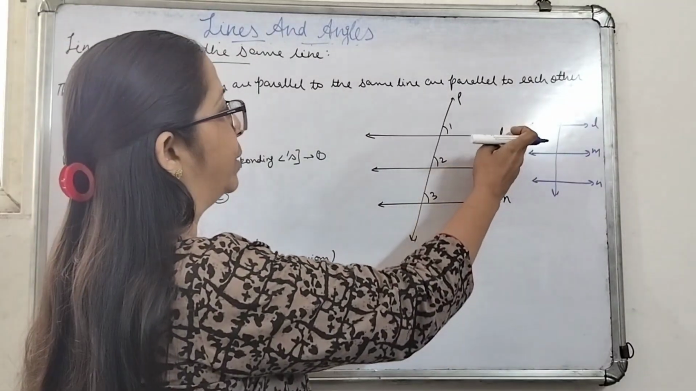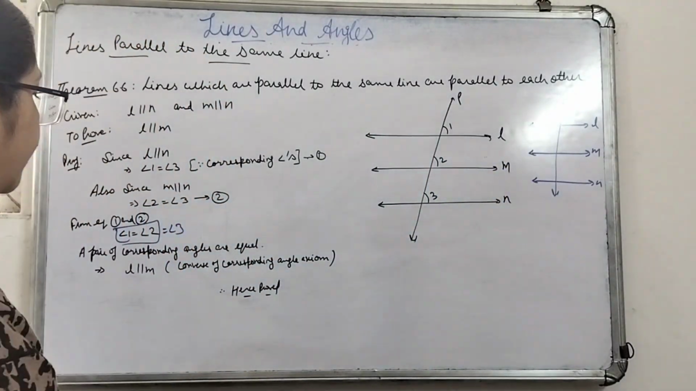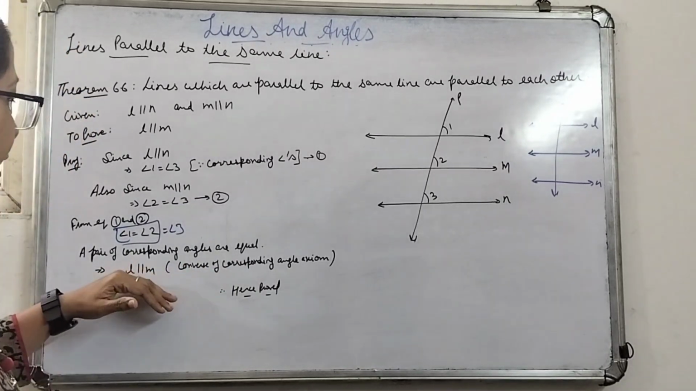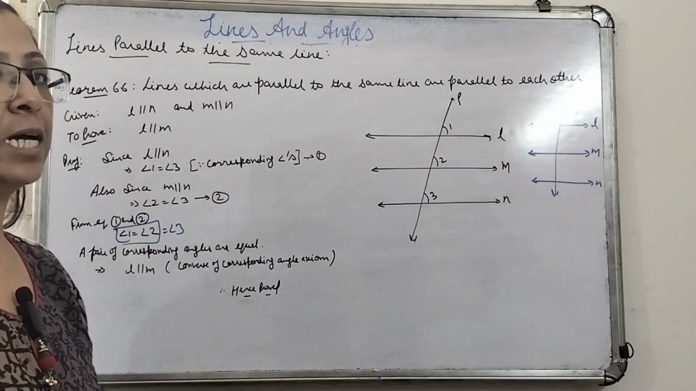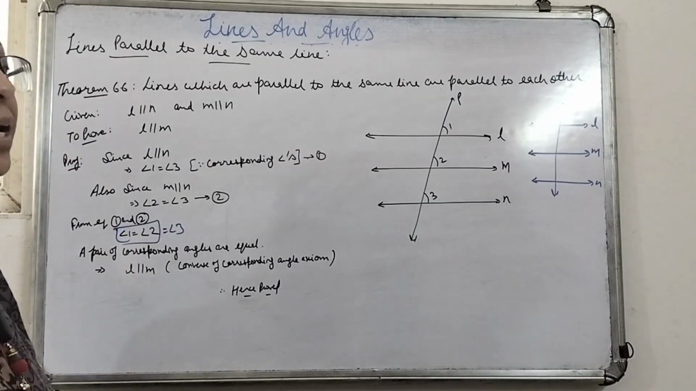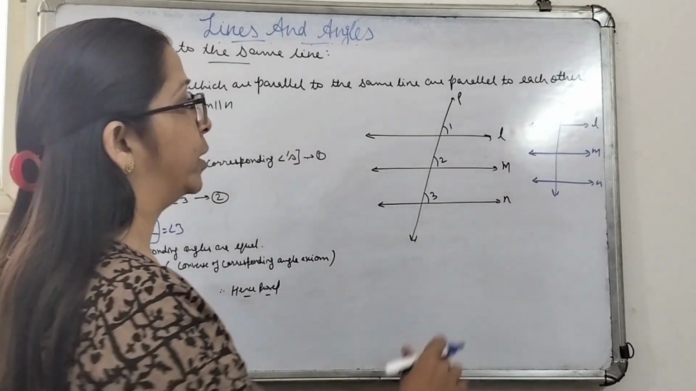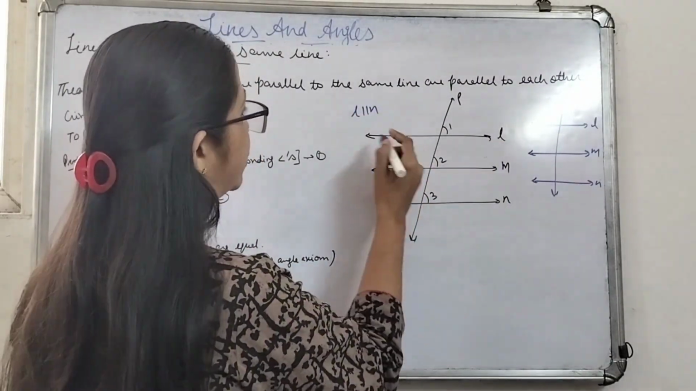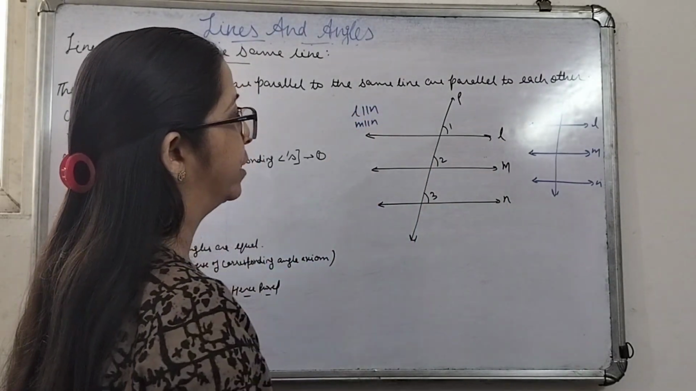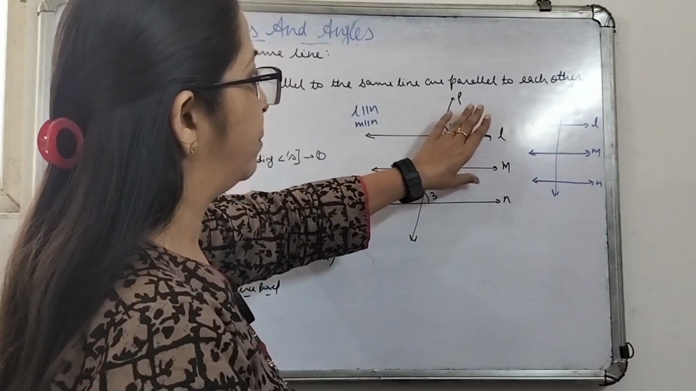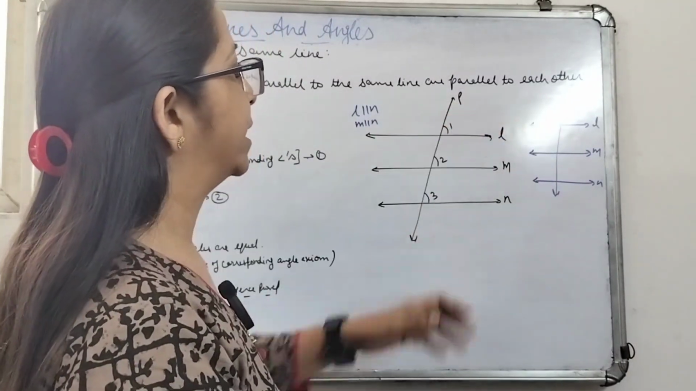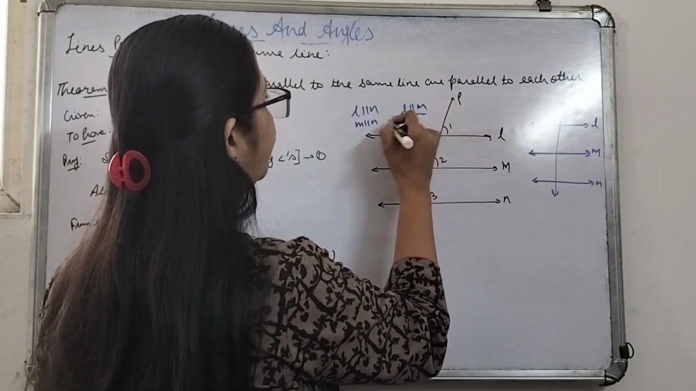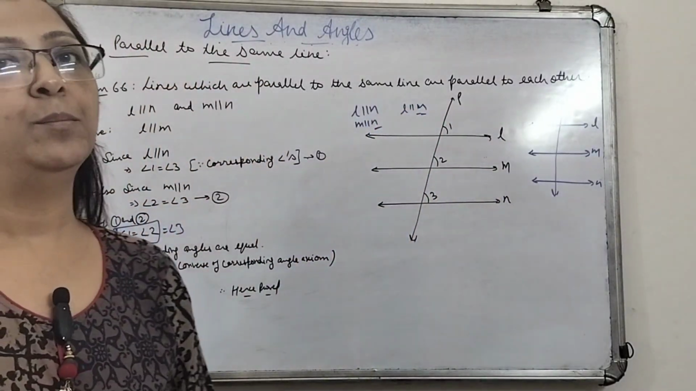That means L will be parallel to M also. Why is it so? By the converse of the corresponding angle axiom, we can conclude that if a pair of corresponding angles are equal, lines will be parallel to each other. So it was given to us that L is parallel to N, and it was even given that M was parallel to N. So if there are two lines which are parallel to the same line, in that case these two lines will even be parallel. That means L will be parallel to M. This is how we can prove it.